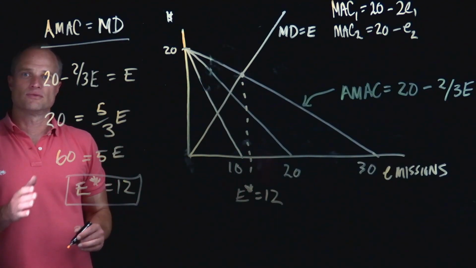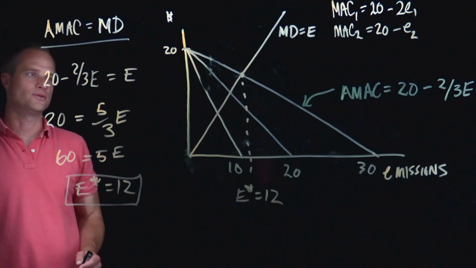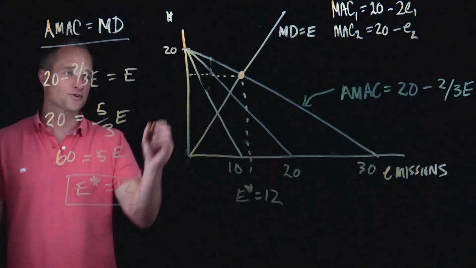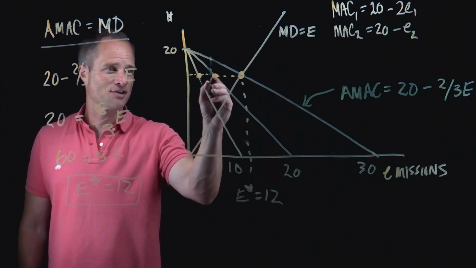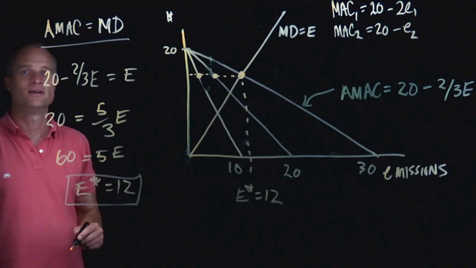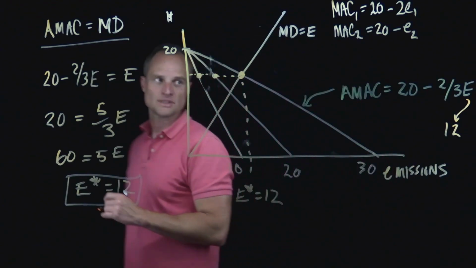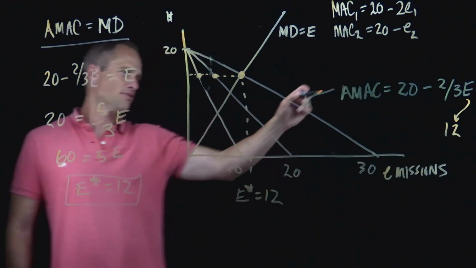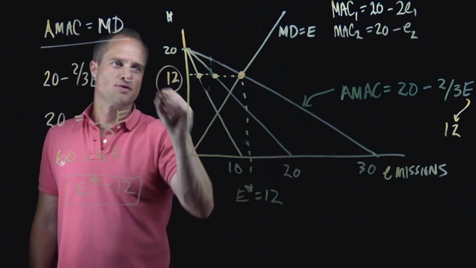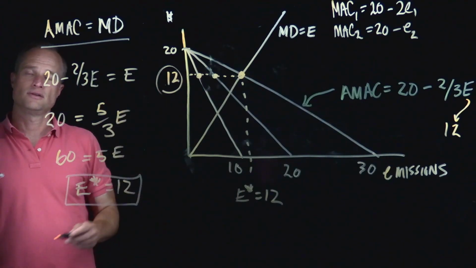So the next question is, what's the uniform emissions tax that the regulator needs to impose to achieve this goal? That's just simply where the efficient level of emissions intersects the AMAC curve. It's also going to intersect MAC 1, MAC 2, and AMAC all at the same place, right? The equimarginal principle is satisfied with the uniform emissions tax. So if I plug in that efficient level of 12 here, I'm going to get 20 minus 24 divided by 3, 20 minus 8, I'm going to get 12. And so the uniform emissions tax of 12 would lead to the efficient level of emissions control.